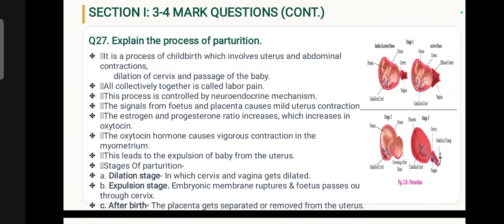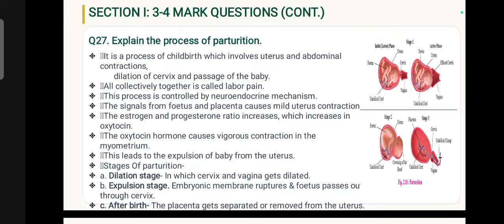Explain the process of parturition, that is delivery. It is a process of childbirth which involves uterus and abdominal contractions, dilation of the cervix and passage of the baby. All collectively together is called labor pain. This process is controlled by a neuroendocrine mechanism.